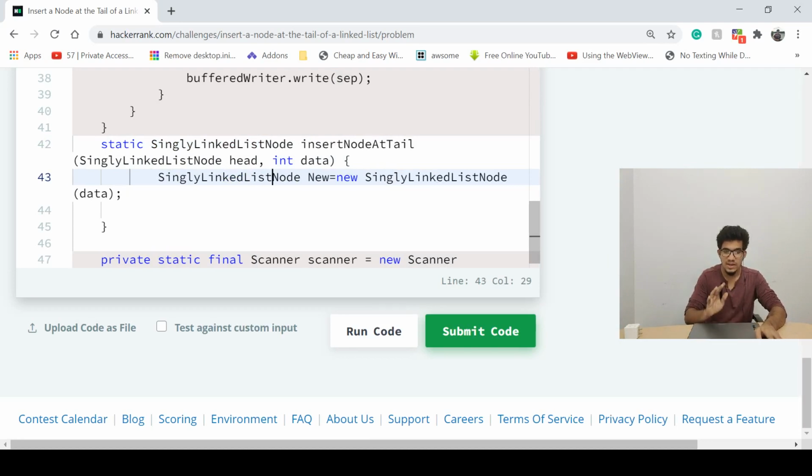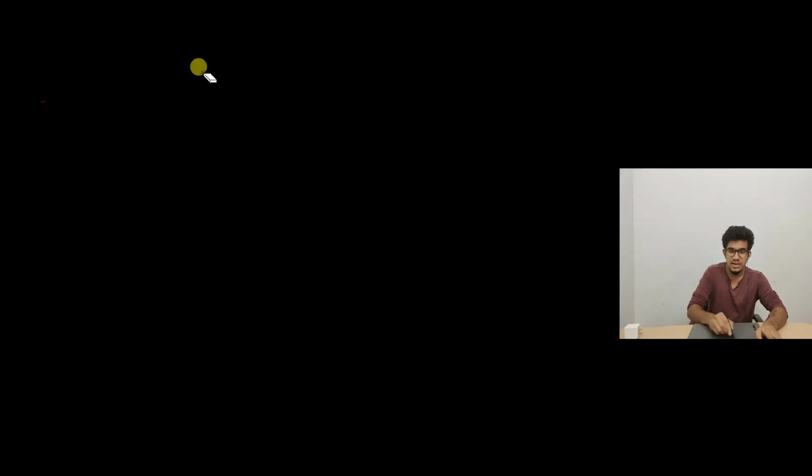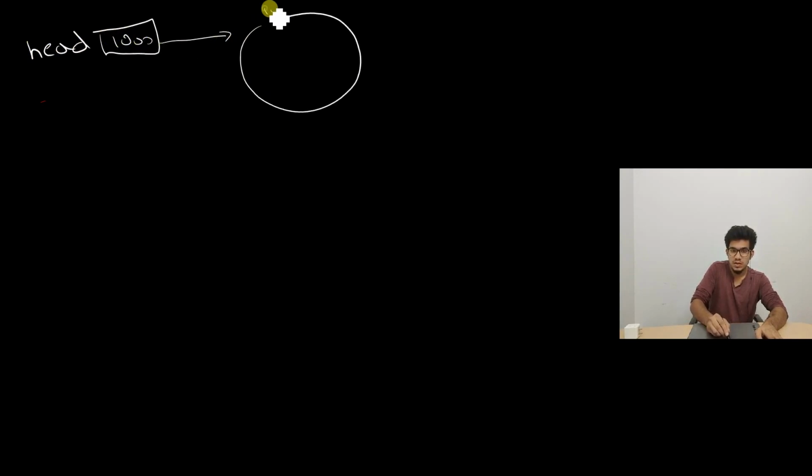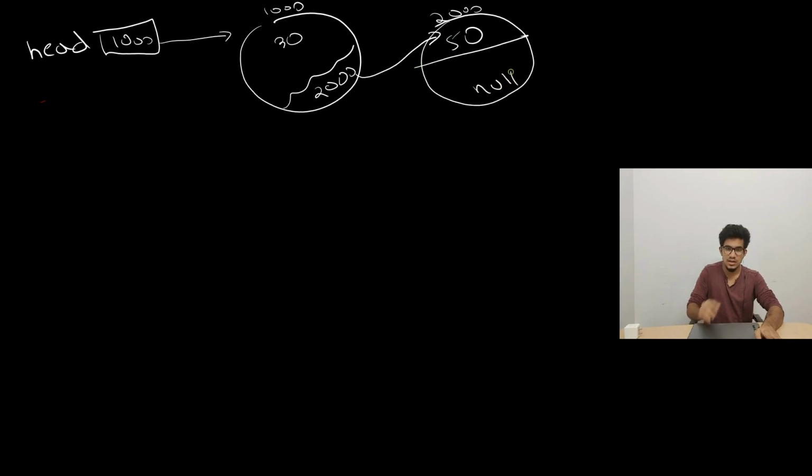Now let's imagine our head was pointing like this. We had a head which was containing 1000, and it was pointing to the first node 1000, which contained the data 30. There was one more node, 2000. The 2000 is stored here, which means this connection is there, and it was storing 50. It was pointing to null. This is the case now.